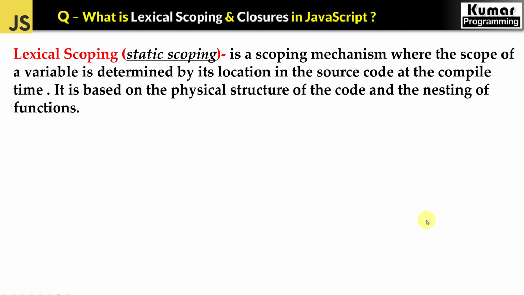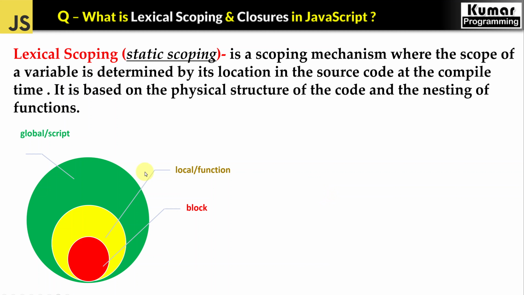What does it mean? So let's understand with the diagram. Here if you see, the complete green zone I have considered as the global or script scope, the yellow zone I have considered as the local or function scope, and the red section I have considered as a block scope, right? Now come to the point here. Suppose I have created a variable a inside our global scope, then this variable a will be accessible in our local scope as well as in our block scope both.